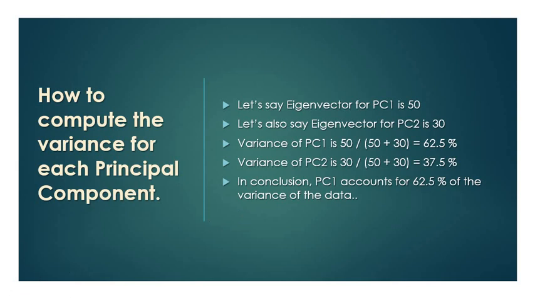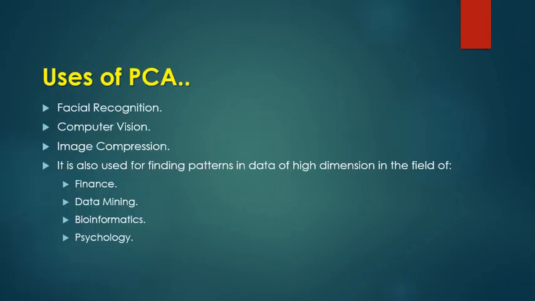The last and final thing that I want to cover with you is the uses of principal component analysis. So what are the uses of the PCA? It can be used in facial recognition, in computer vision algorithms, and in image compression. So anything that has a data set of high dimension features, where you just want to focus on capturing the information that is most useful for us. It can also be used in finding patterns in high dimension data in the fields of finance, data mining, bioinformatics, and psychology.